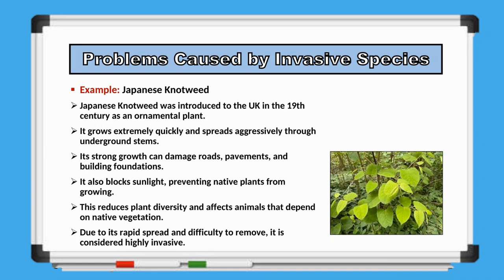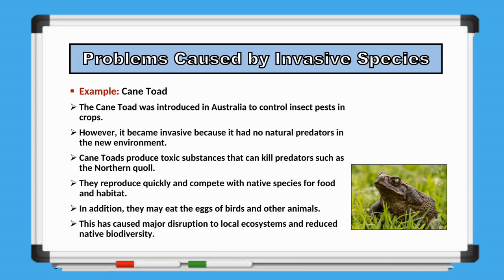A well-known example is Japanese knotweed, which was introduced to the United Kingdom as an ornamental garden plant during the 19th century. It spreads aggressively through underground stems called rhizomes and grows very rapidly. Its dense growth blocks sunlight, preventing native plants from growing, while its powerful roots can damage roads, pavements, drains, and even building foundations. As a result, it reduces plant diversity and negatively affects animals that depend on native vegetation for food and shelter.